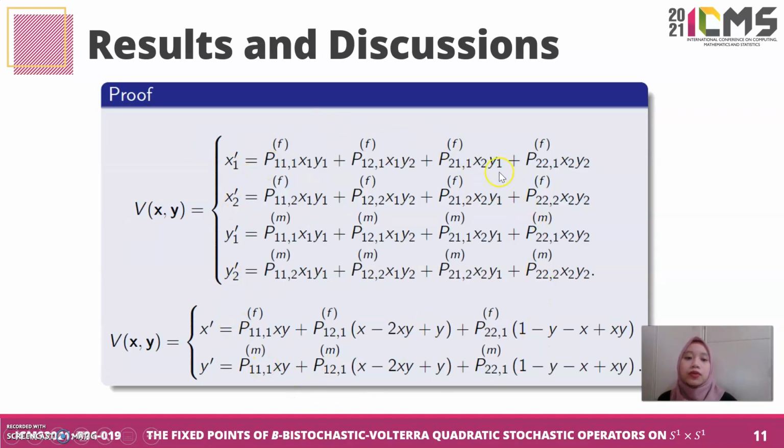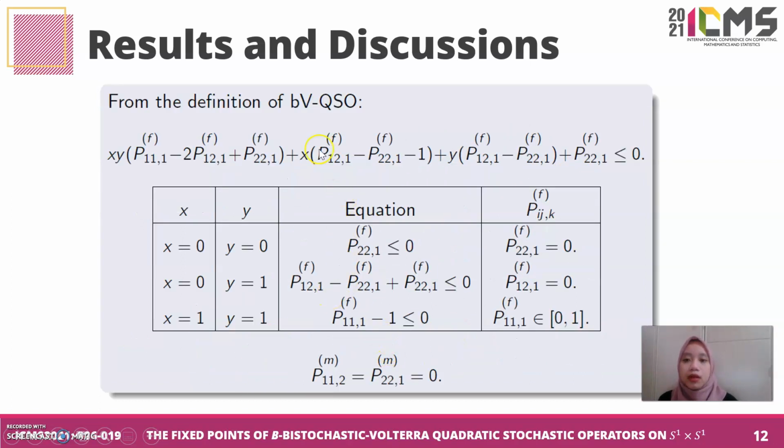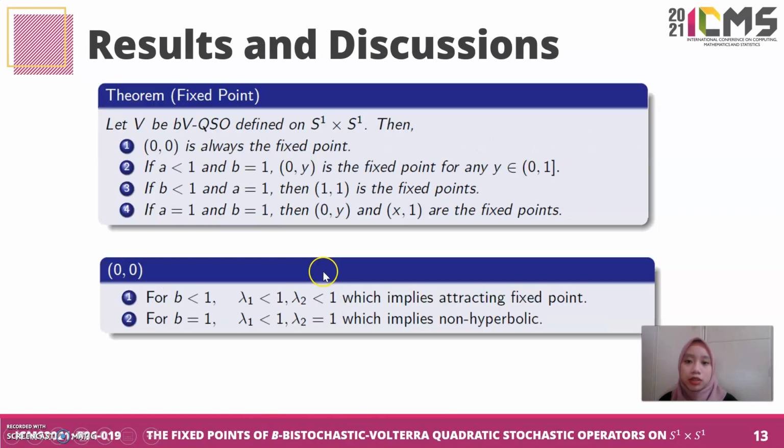This is some of the proof of the description of bV-QSO on one-dimensional simplex, where this is the general equation for QSO, and because of the stochasticity properties of x, where x1 plus x2 is equal to 1, we only considered x1 and y1 and substitute the value of y2 equals 1 minus y1 and the same for x2. So this is the simplified equation. Next, from the definition of bV-QSO, we obtain this equation, where the equation is satisfied for any value of x and y from 0 to 1. So when we input any value of x and y from 0 to 1, we can obtain the value of Pijk for female population, while for male population, we obtain from the properties of Volterra QSO.